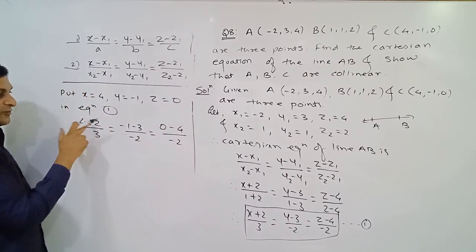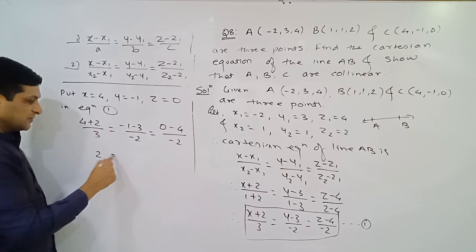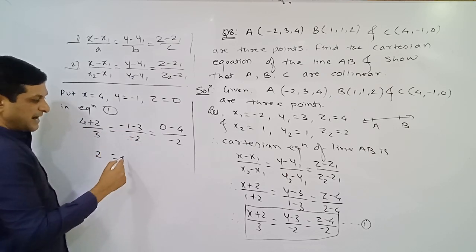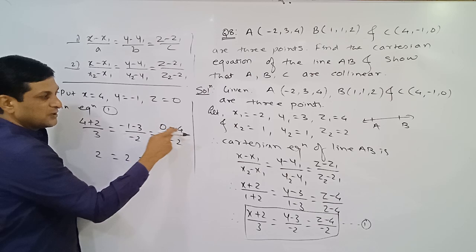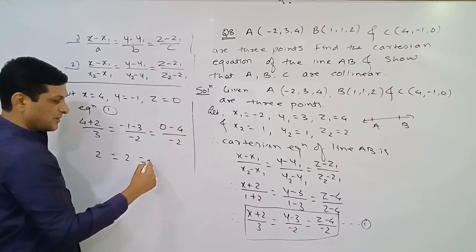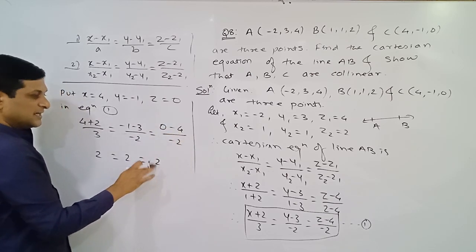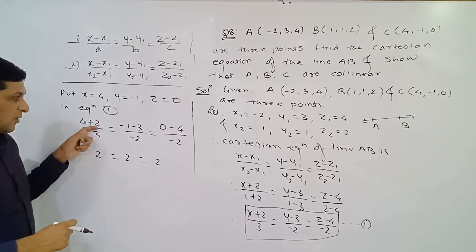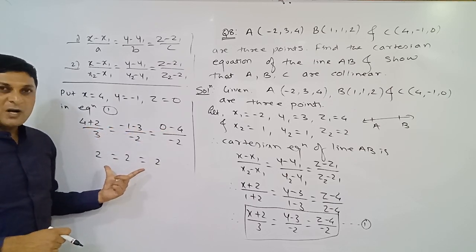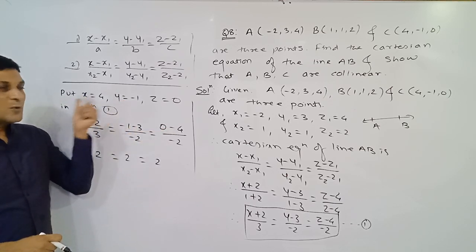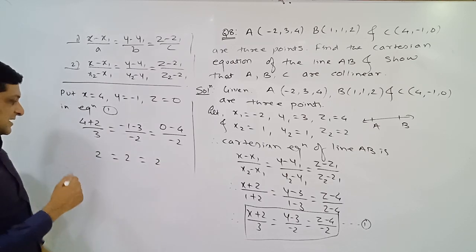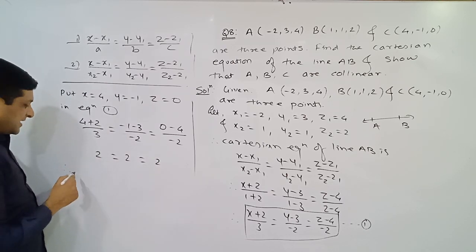So what do we get here? 4 plus 2 is 6, and 6 upon 3 is 2. Here minus 1 minus 3 is minus 4, and minus 4 upon minus 2 is 2. And here 0 minus 4 is minus 4, and minus 4 upon minus 2 is plus 2. So what result have we got? All these 3 terms become equal, which means the coordinates of point C satisfy the equation of line AB.